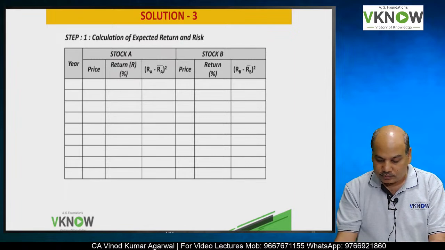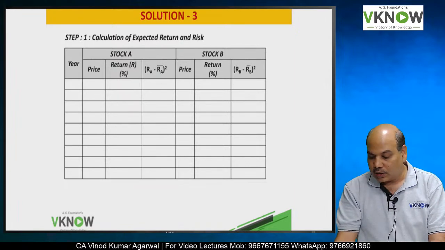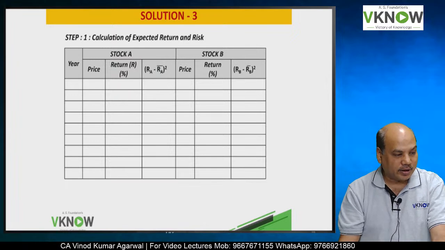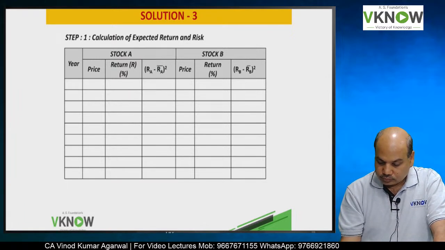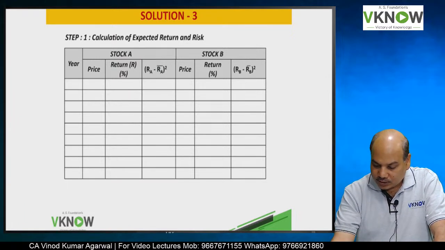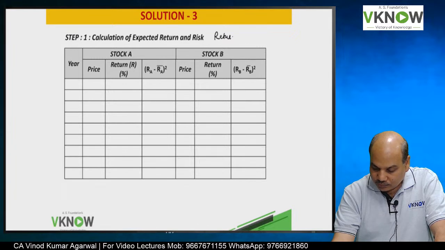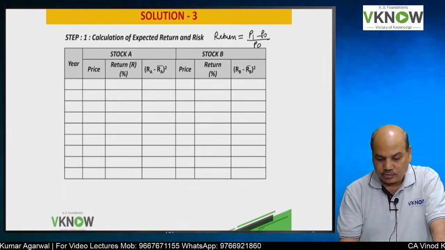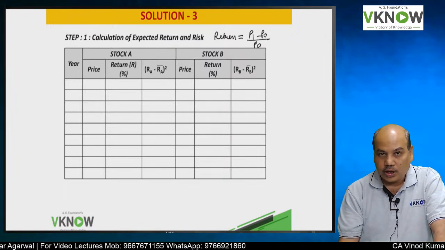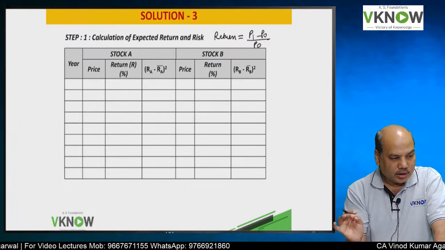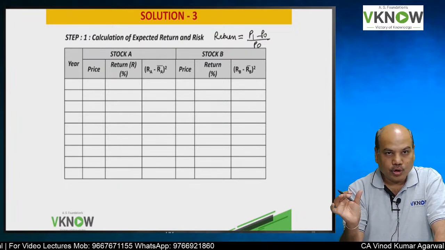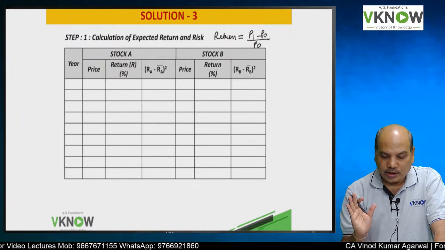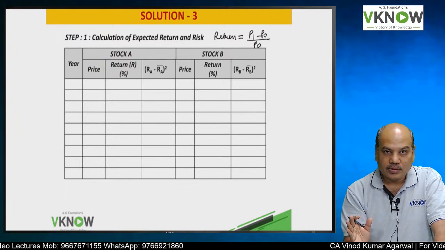Students will write step 1, calculation of expected return and risk. Calculation of expected return and risk. And return will be equal to P1 minus P0 upon P0. So start with the format first. Half the battle is won if you draw the format right, because that will help you to do it faster and correctly also.